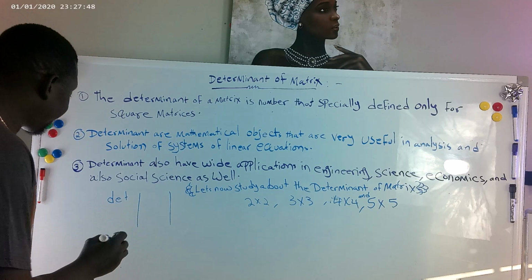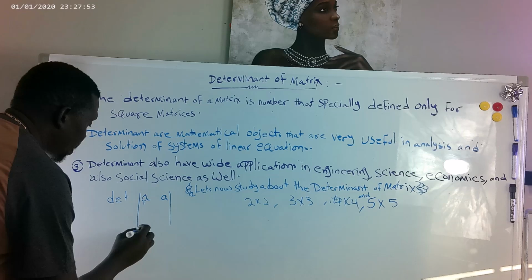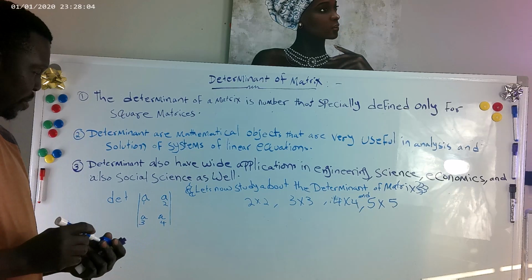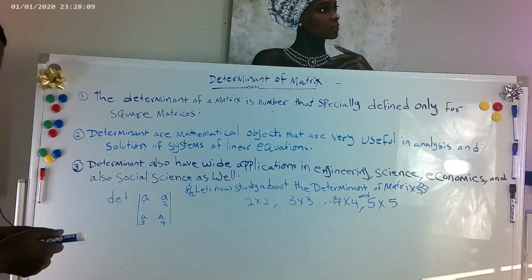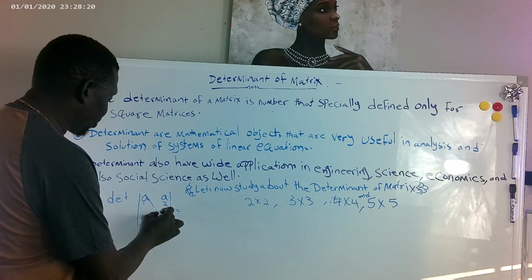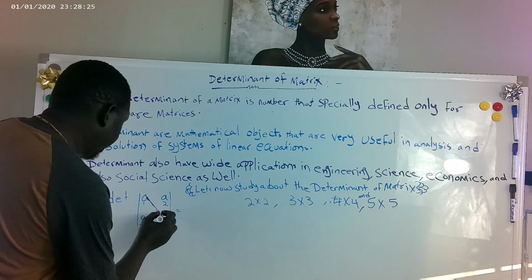Let us say this is A1, this is A2, this is A3, and this is A4. Let us see how we can solve this. You just put it between brackets. The determinant, we just write it like this. To solve this, it will be equal to a crossing multiplication, like this.